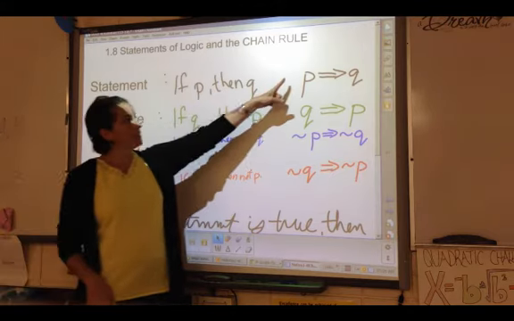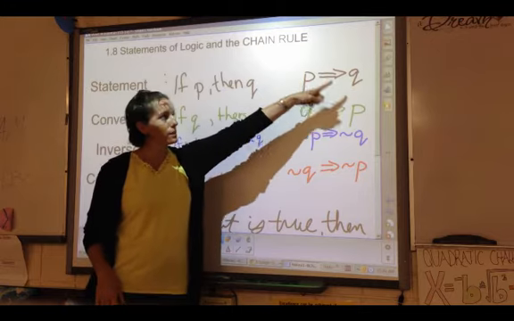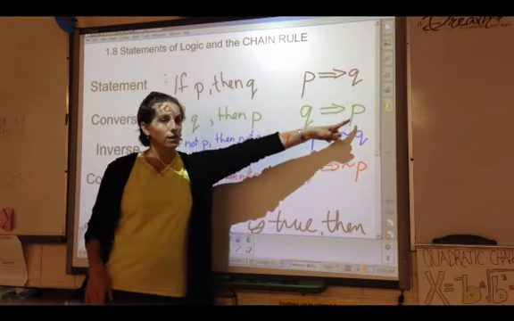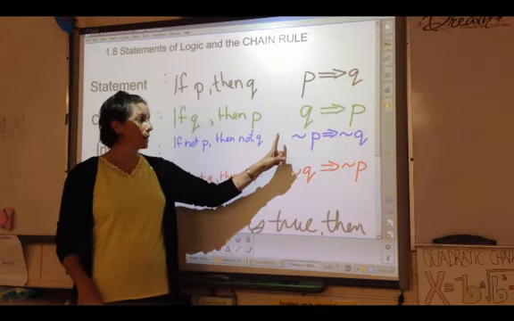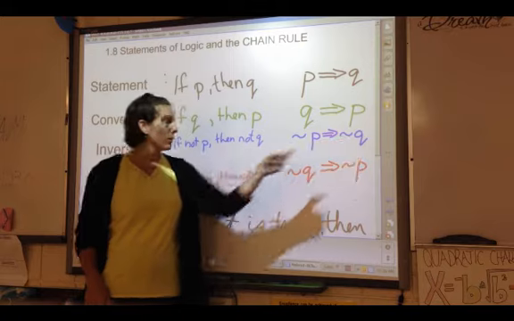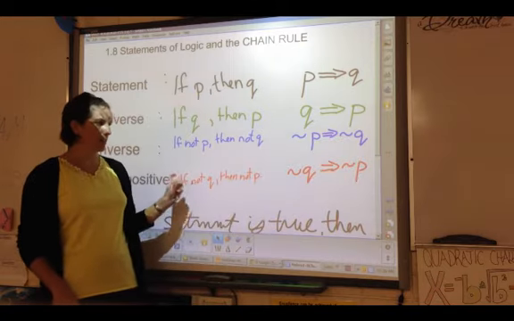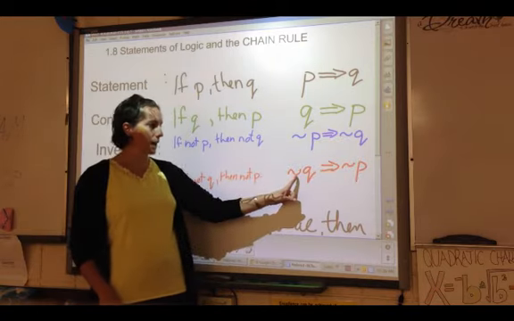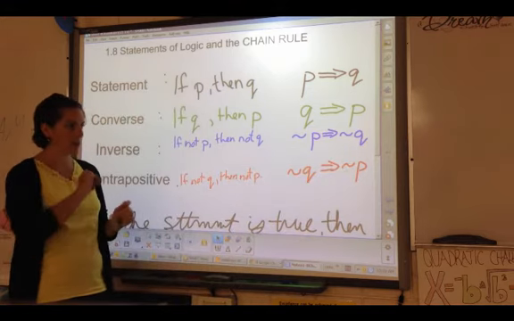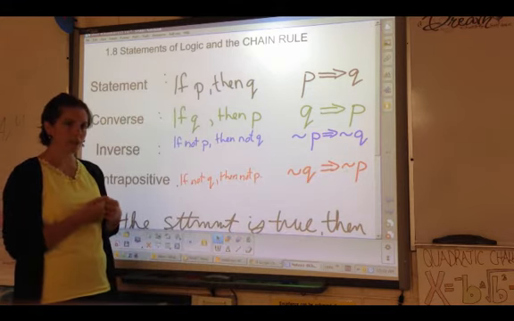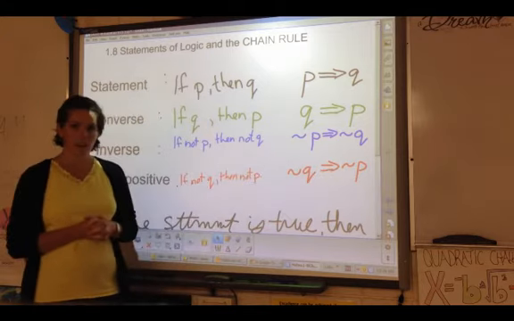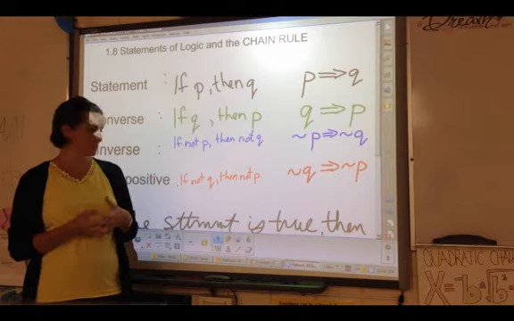Notice the notation. P implies Q for the statement. Q implies P for the converse. Not P implies not Q for the inverse. And the contrapositive, not Q, implies not P. So it's notation that we're looking at there, right? The little tilde mark meaning not, and the arrow that means implies.